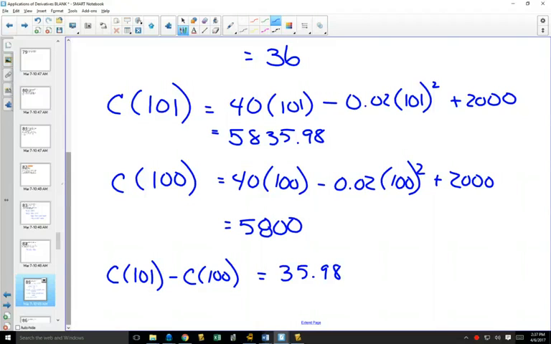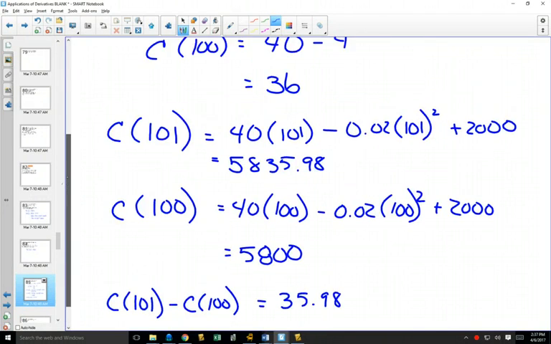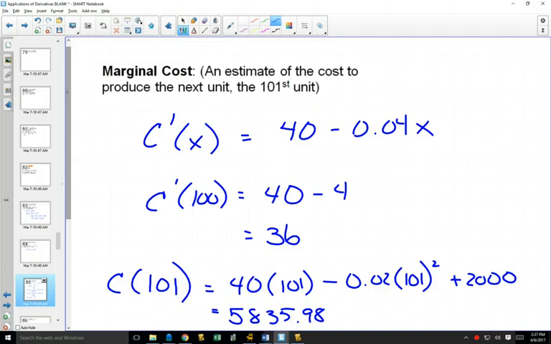Now, that was a lot of math and a lot of calculations we had to do to get that $35.98. Once we've got our marginal cost function, which is just the derivative of the cost function, how easy was it to plug that in to get an estimate? And how close was our estimate? It was off by 2 cents. So what your derivative does for your marginal cost, marginal revenue and marginal profit is it gives you a really good estimate for what the cost is going to be if you produced one more, or what the profit is going to be if you produced one more.